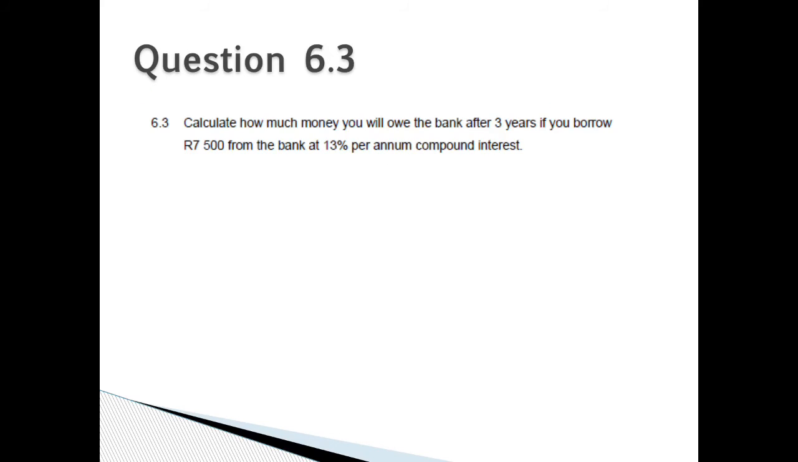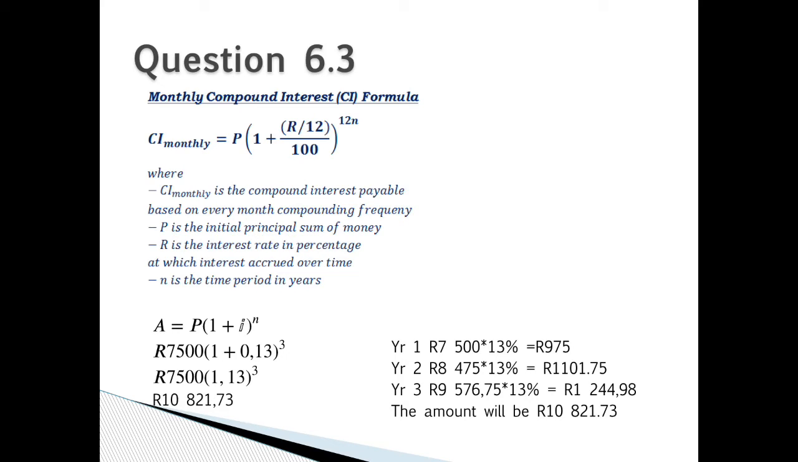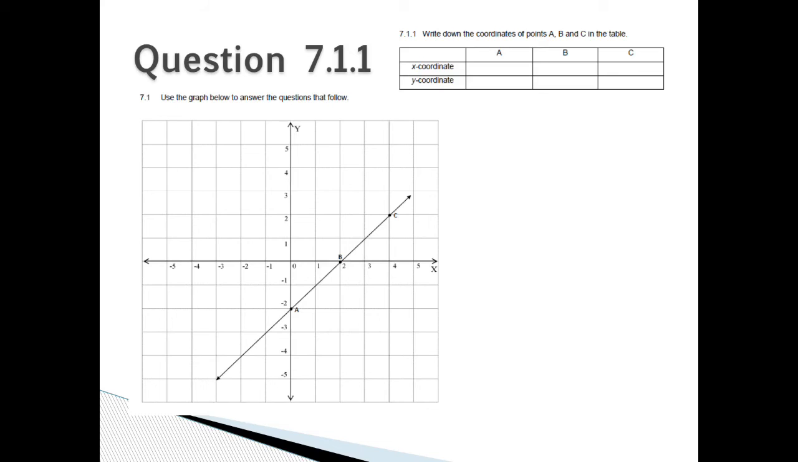Calculate how much money you will owe the bank after 3 years if you borrow 7,500 from the bank at 13% per annum compound interest. If you look at A is equal to P in brackets 1 plus i to the n, you will end up with 7,500 times 1 plus 0.13 to the power 3, which will give you 10,821 Rand 73.